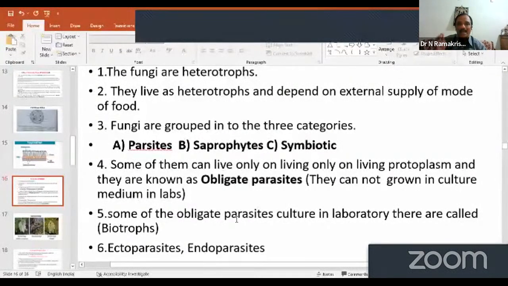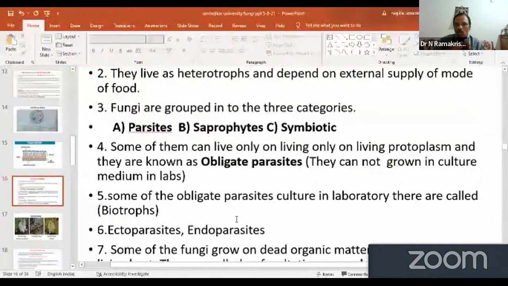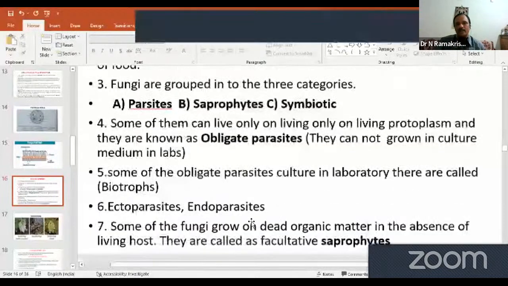Ectoparasites: ecto means, for example, when you see here, this is the cell, and the fungus is above the cell. We call that ectoparasites. Endo means inside the cell. When haustoria or rhizomorphs go inside the cell, we call that endoparasites.